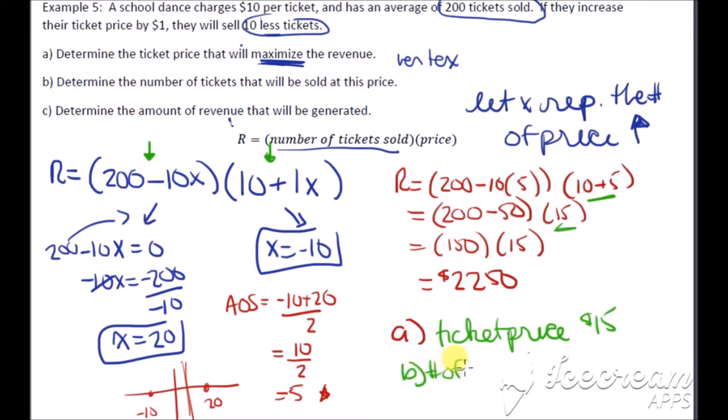Number of tickets will be this 200 minus 50, so 150. And then C, determine the revenue. So the revenue is at $22.50.